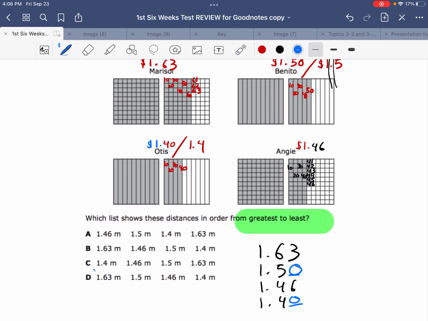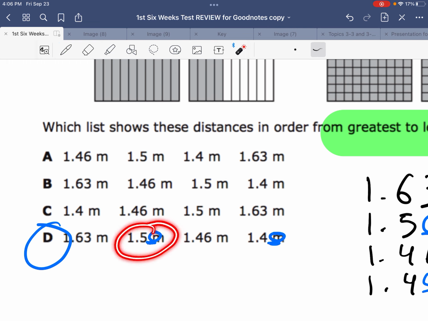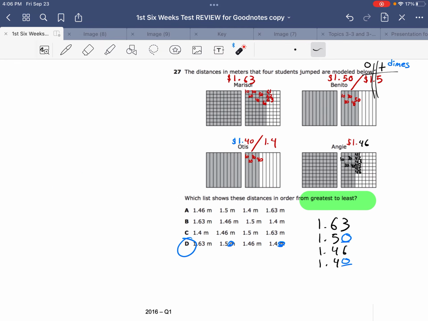D. Okay, so in D, when they have 1.5, remember, you can put a 0 here. 1.4, you can put a 0 here. So 1.5, 1.50 equals the same thing. 1.4 or 1.40 equals the same thing.